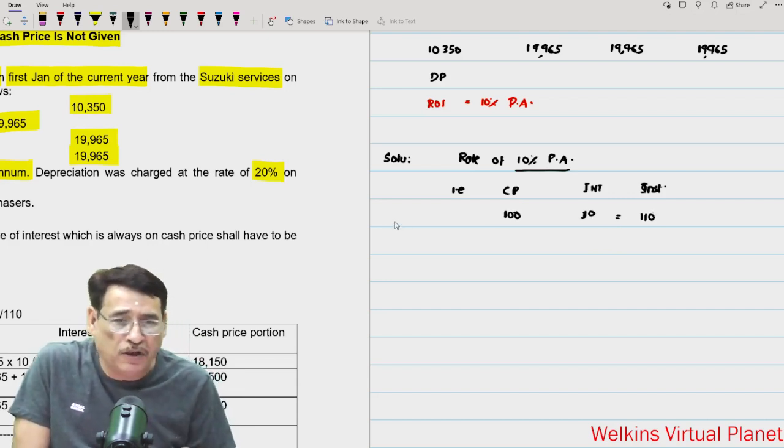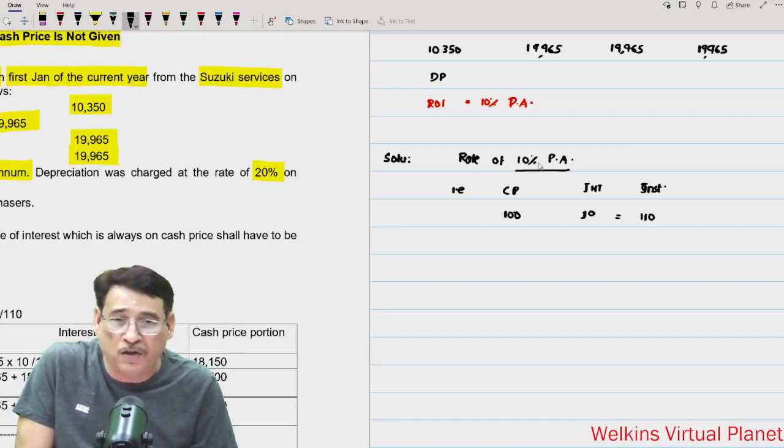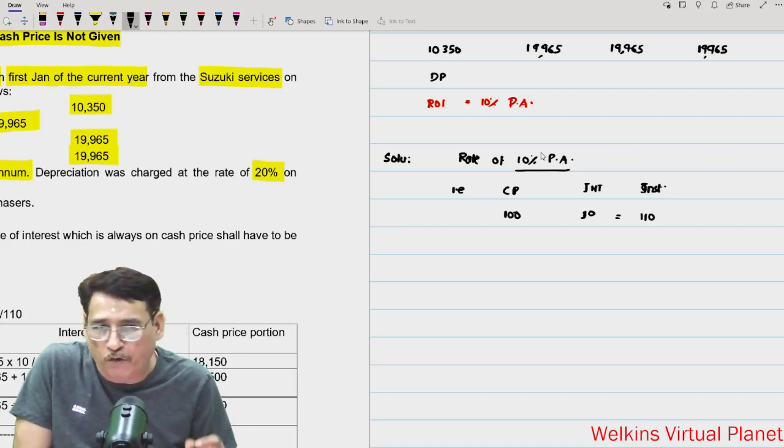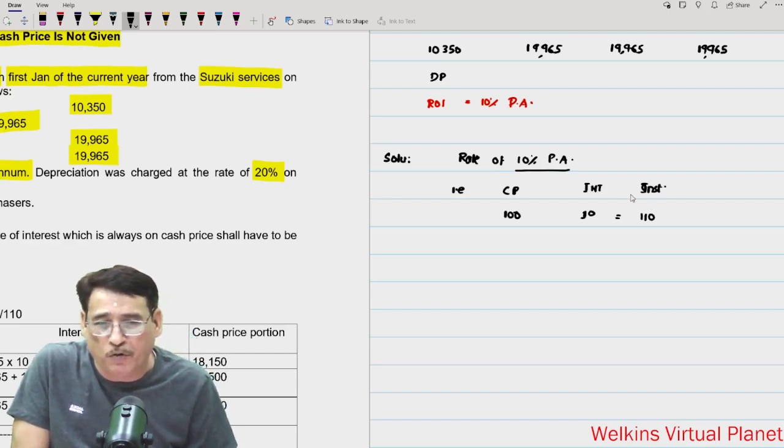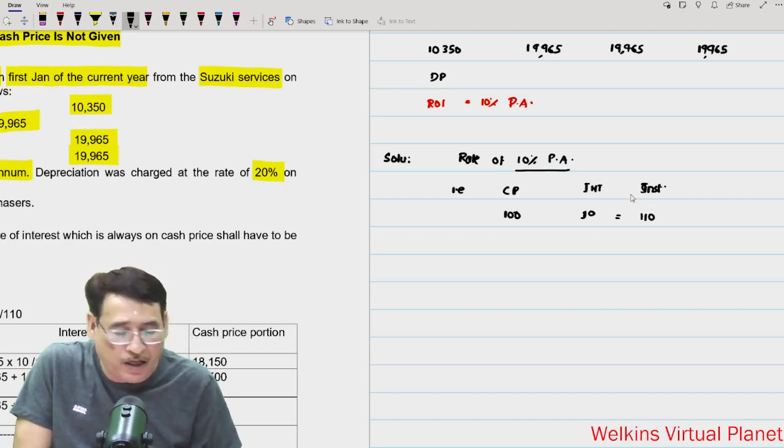So now the first thing which you will have to do is, now you will have to convert this rate of interest, which is always on cash price, into rate of interest on installment. We can do so. We have learned it in branch how to do that, correct?